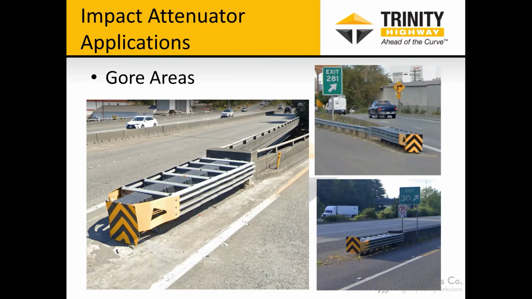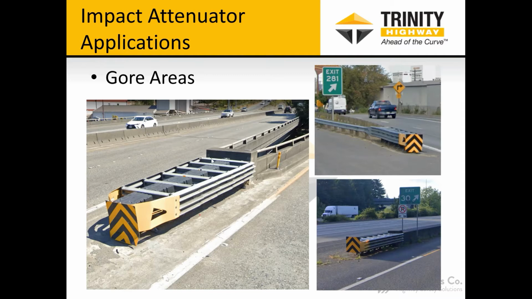Feel free to interrupt and just show an impact attenuator primary applications. Typically they're on higher speed roadways. That's why we've tended towards the test level 3 versions. Primarily you'll see them in gore areas on the major freeways, interstates, or busy highways. Here are just a few examples of gore area applications, protecting different barriers, bridge rails, W-beam guardrail, and safety shape type concrete barriers.